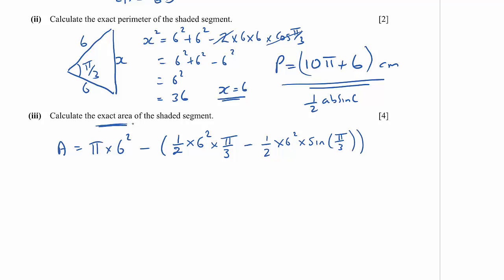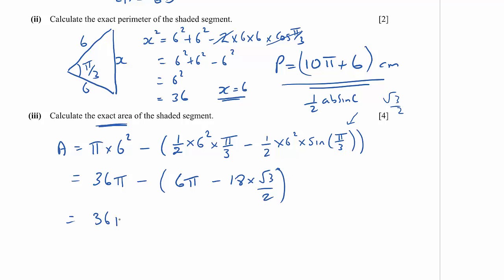And we want exact, so not a calculator job. So it's 36 pi, take away, so what's this going to be? So 36 divided by 2 is 18, divided by 3 is, so that's going to be 6 pi. And then 36 divided by 2, so that's going to be 18 times the sine of pi by 3. So sine of 60 degrees is root 3 on 2. So it's going to be 36 pi, take away 6 pi, take away 9 root 3.